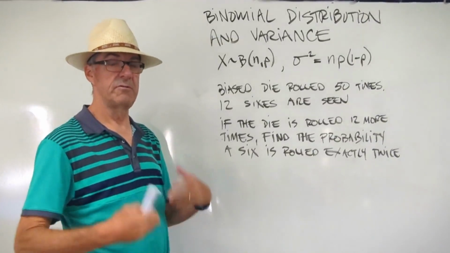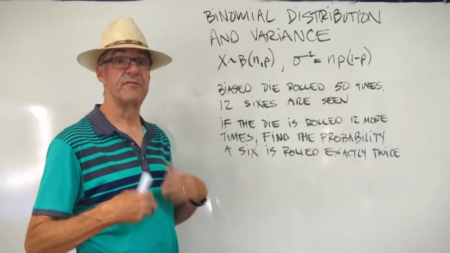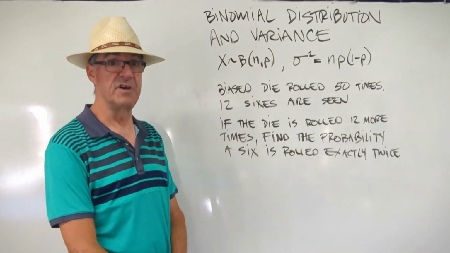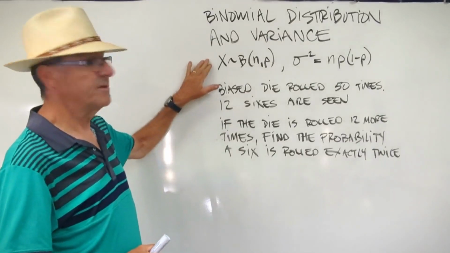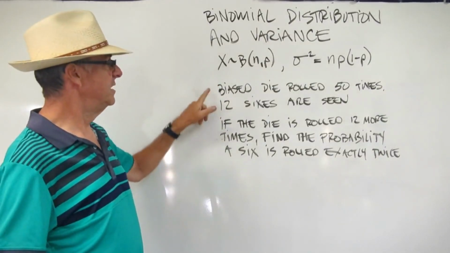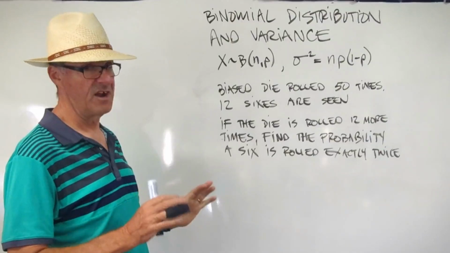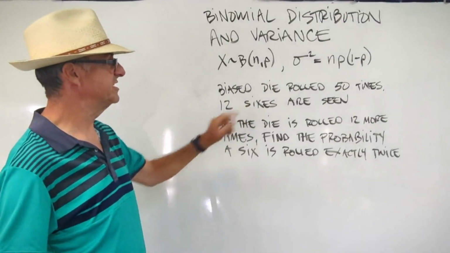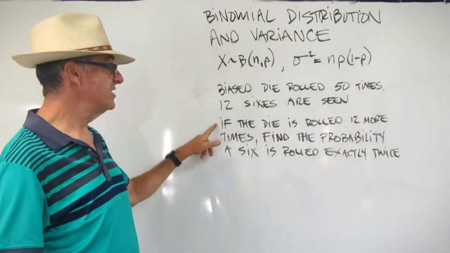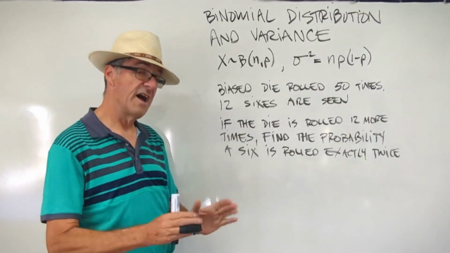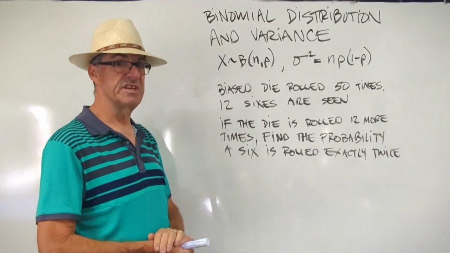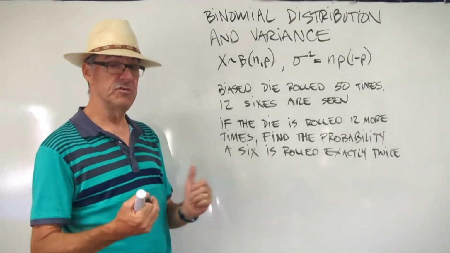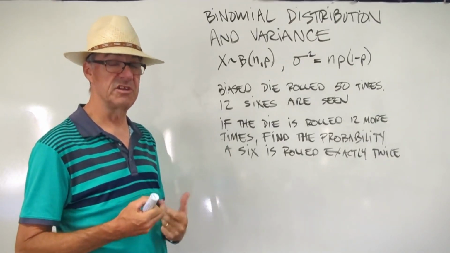Let's do a problem that will lead us into calculating the variance for a situation. But first we're going to review a few of the other types of calculations that we've done. So here's our setup. I've copied over our formula from the last board. A biased die, so it's not fair, it's going to give some different results, is rolled 50 times. 12 sixes are seen. If the die is rolled 12 more times, find the probability that a 6 is rolled exactly twice. Now pause the video, see if you can do a plug-in step for that calculation.